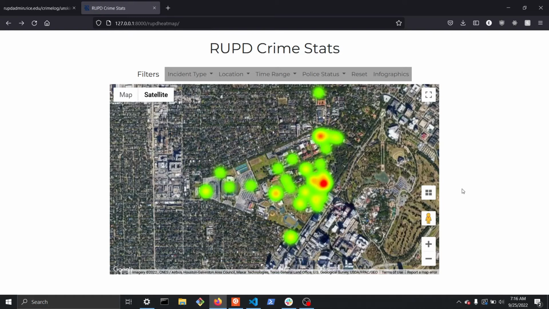We hope that our project can be used for students to be able to make informed decisions about their safety and personal belongings. And we also hope that in the future, our project can be extended to perhaps be used at other colleges or to add more filters and perhaps be used on different data sets.